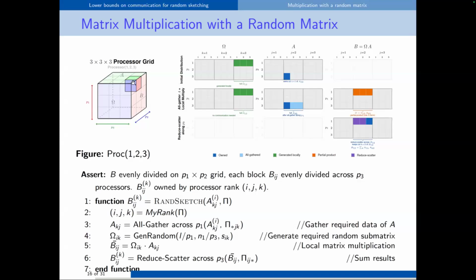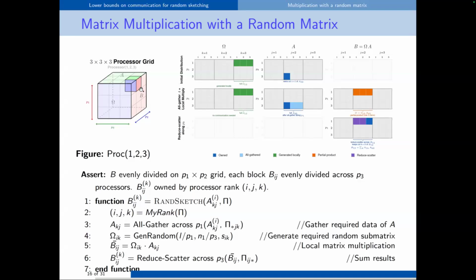Once I have this part of A, we generate this part of omega that I will be needing on this processor. And then the processor will compute this multiplication locally and get one term of the computation that will be required for this block of B. The other terms are computed by this processor and by this processor. Once every processor did the computation, then we need to do a reduce scatter along P3 to sum up and compute the final block of B here. So that's the 3D algorithm.